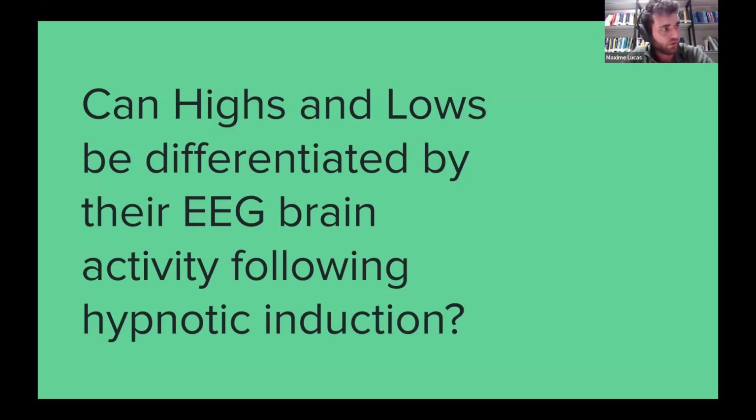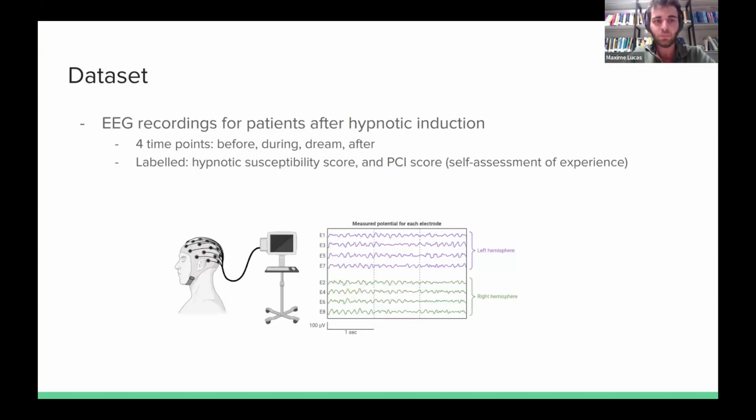And so the question that the collaborators had, they had the data, and they were wondering: can highs, so we will call them highs, the highly susceptible, and lows, can they be differentiated by their EEG activity following hypnotic induction? So can we see the difference between highs and lows after hypnosis, basically using TDA? Okay. And so what we had from them is a data set again, this time not with LFP, but EEG. So with many more electrodes in this case. So there's a cap like this. I might be wrong, I think it was 64 electrodes.